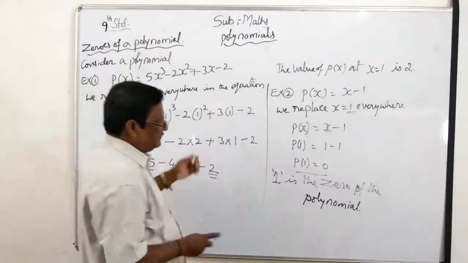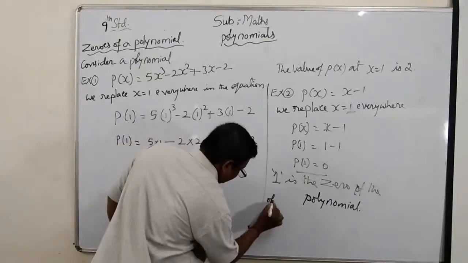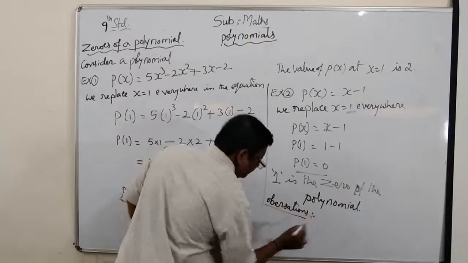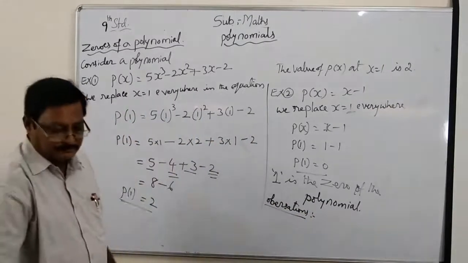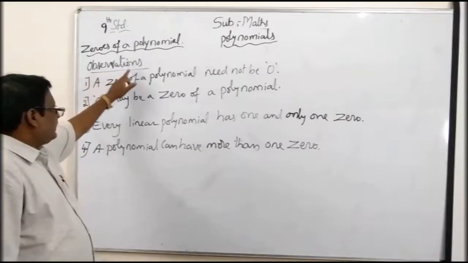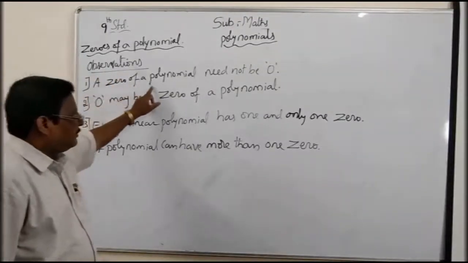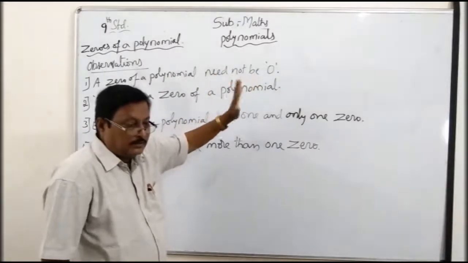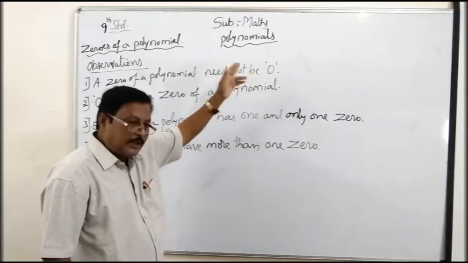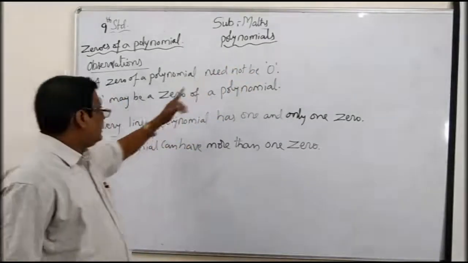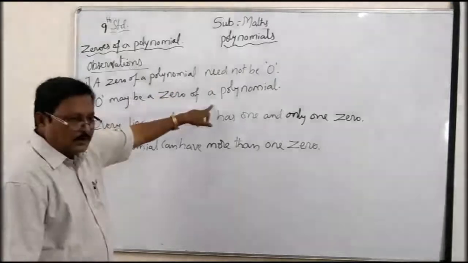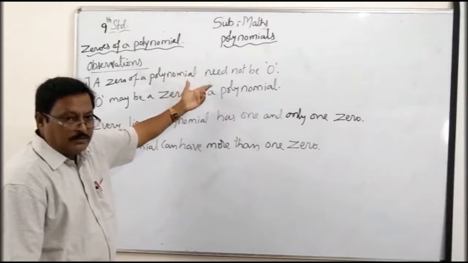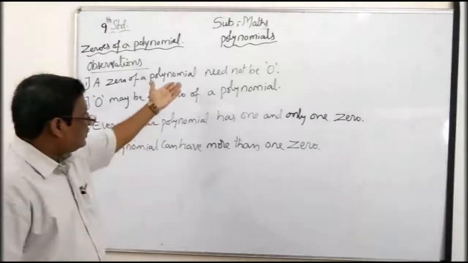Next, you write the observations. In observations, there are 4 points. First one, a zero of a polynomial need not be 0. It may be 0 or any number; compulsorily it is not 0. Next, 0 may be a zero of a polynomial. Sometimes 0 is also a zero of a polynomial, sometimes 0 may not be.